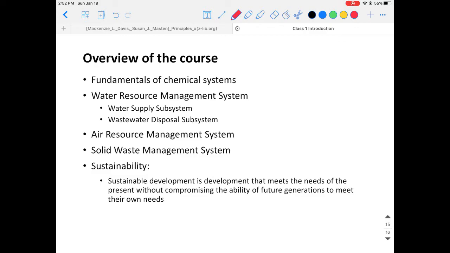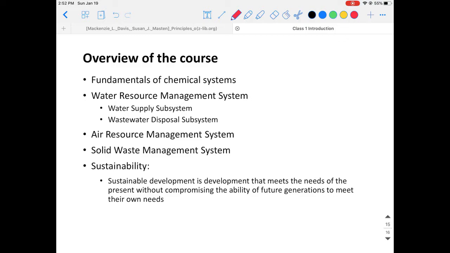Okay, so now here is a brief overview of the course. We're going to first learn about the fundamentals of chemical systems. I'm also going to guide you through some fundamental chemistry knowledge, so that it will help us lay the basic knowledge for designing these treatment systems.